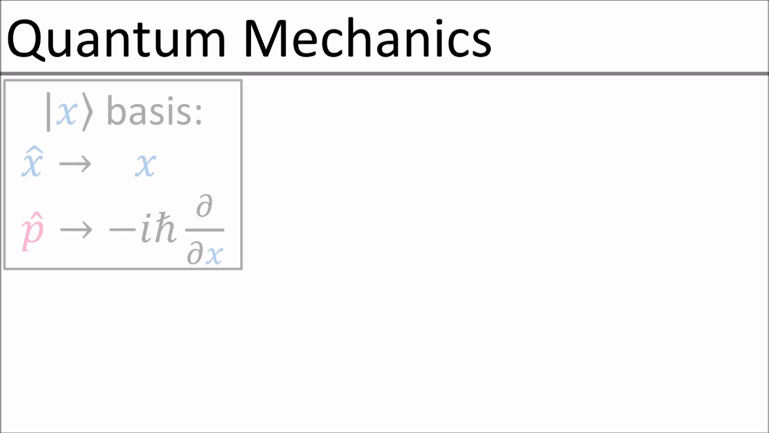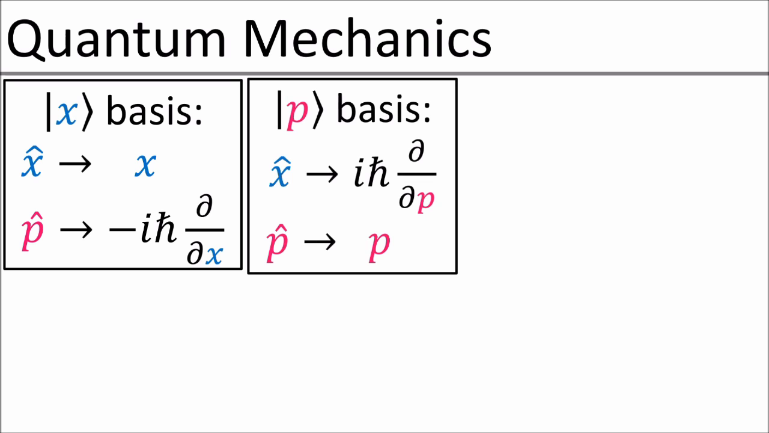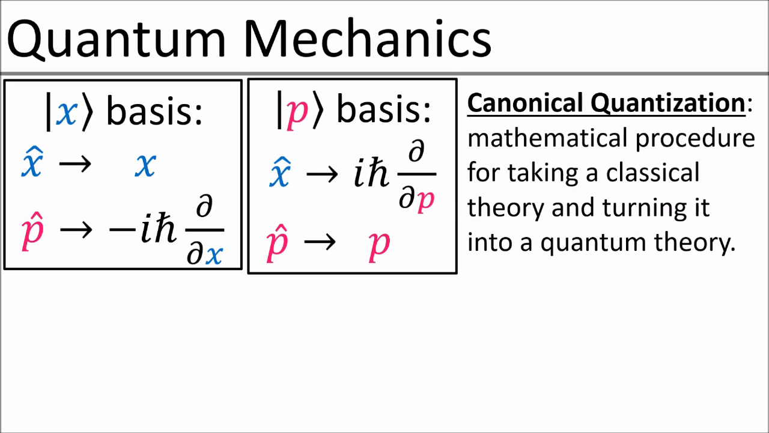This procedure of taking classical variables and replacing them with their quantum operators is called canonical quantization, because we're using the canonical variables x and p from Hamiltonian mechanics. This is the standard procedure we use to turn a classical theory into a quantum theory.